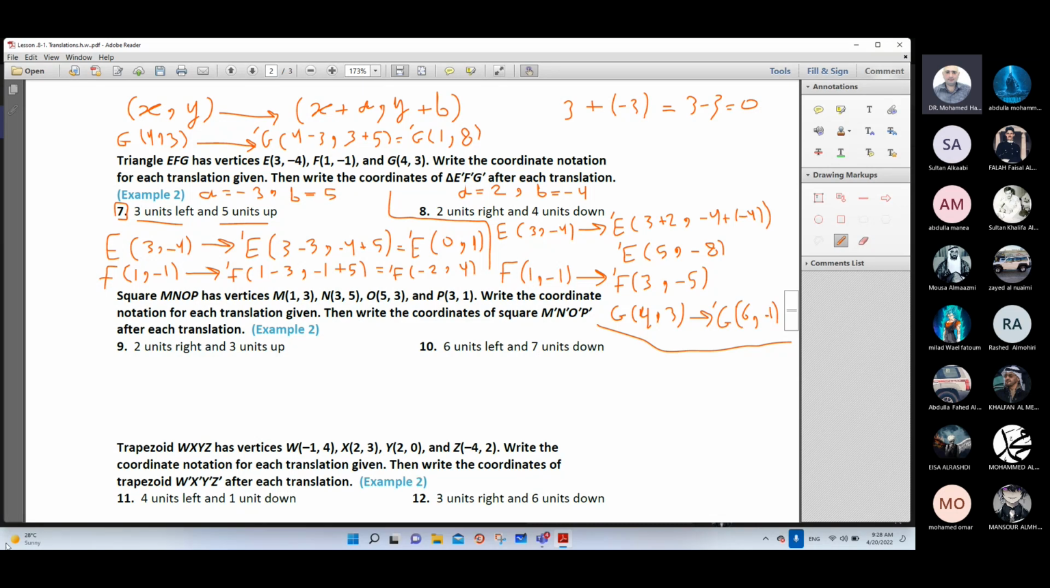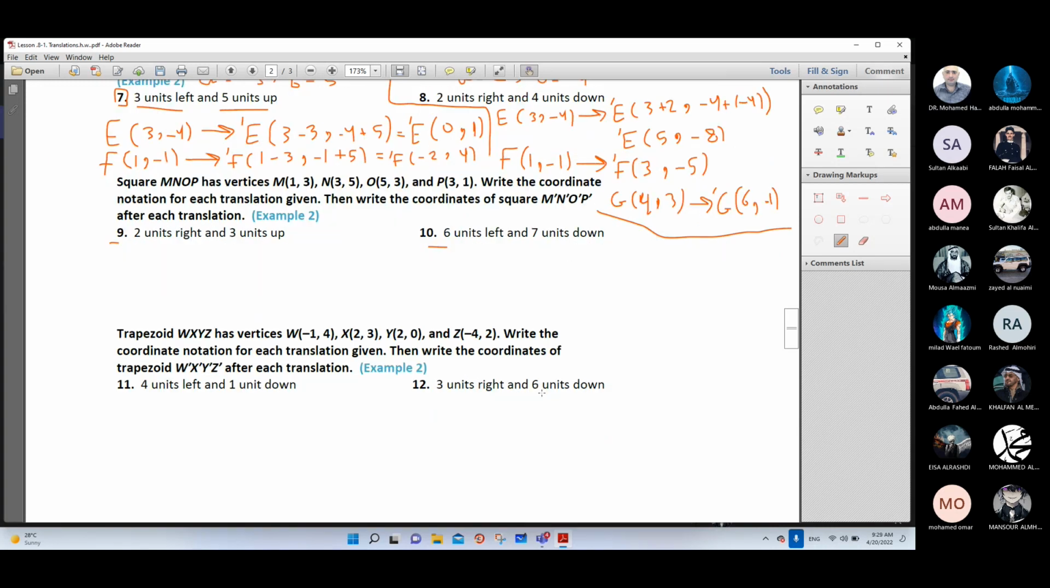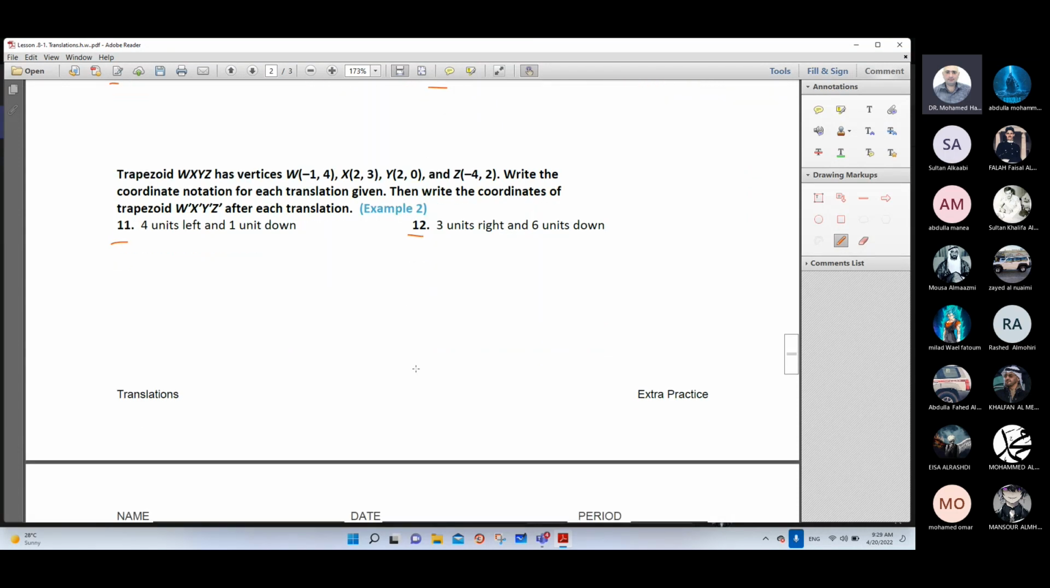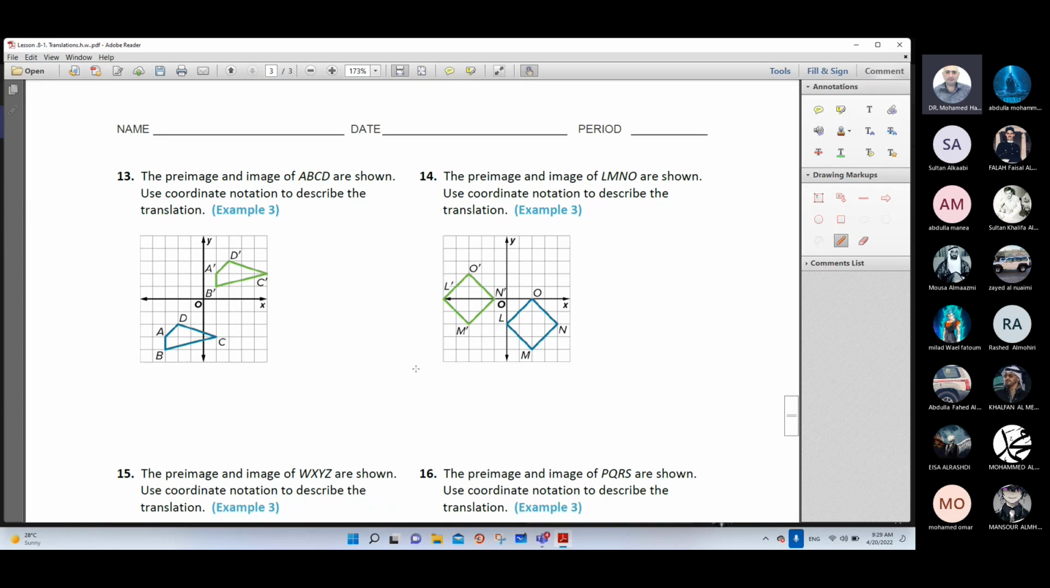And then number nine, number 10, the same idea. And also number 11, number 12, the same idea. Okay. Number 13, Hamad, can you read number 13? The three vertices of A, B, C are shown.